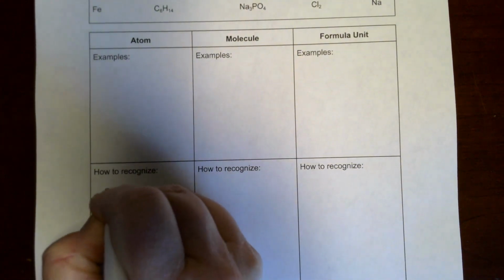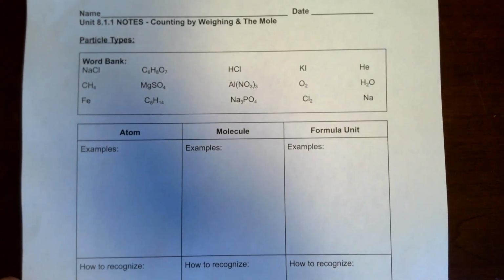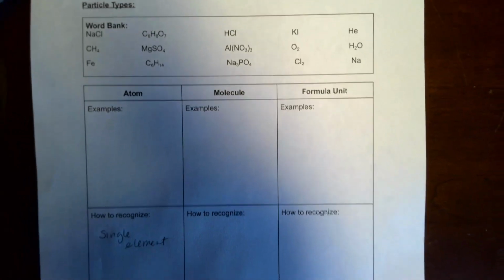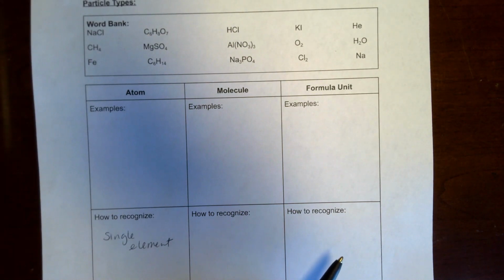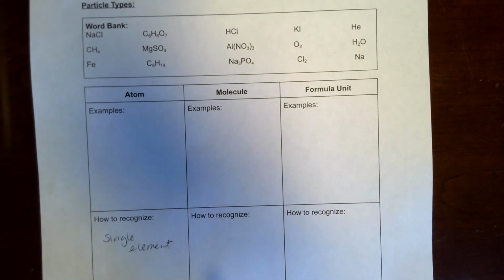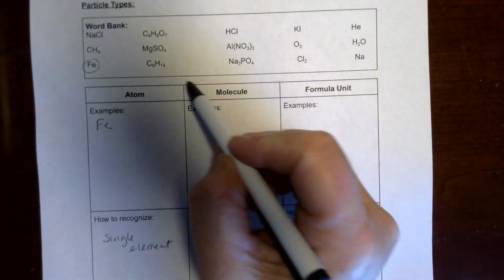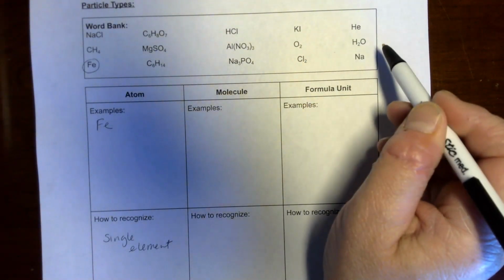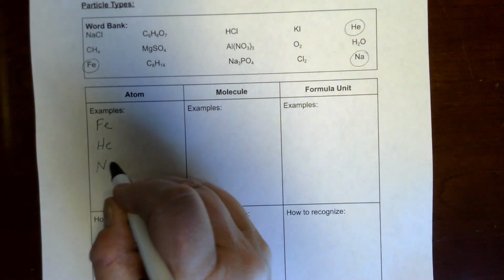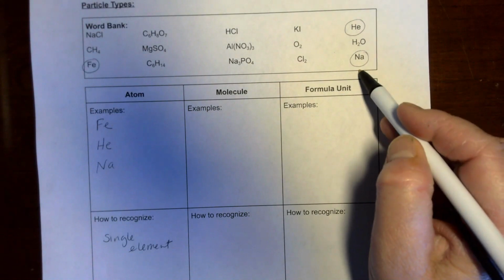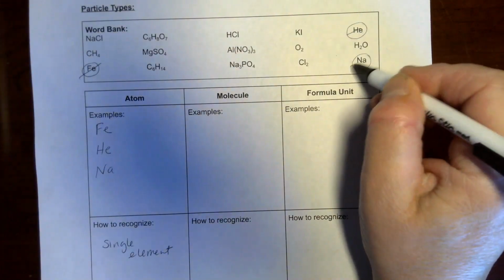Well, what you will do is, of course, look for a single element. So if we look up here in our word bank and we are trying to figure out which of these symbols represent elements, and therefore the smallest particles are atoms, we're going to see that iron, helium, and sodium are the smallest of those formulas; they exist as single atoms. So we'll cross those out of our word bank.